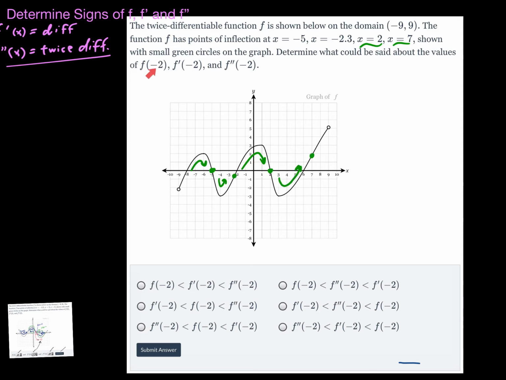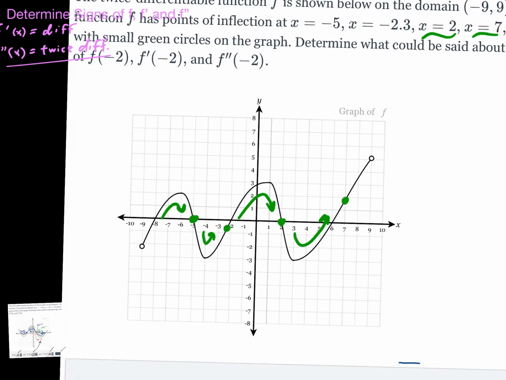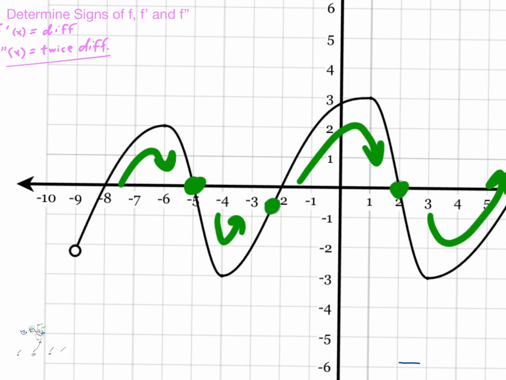Now we're going to focus on -2. We want to see what the f of -2 value is, the f prime of -2, and the f double prime of -2. Again, focus on positive, negative, and 0. Okay, that's what we can get out of this. We are at x equals -2. As a general reminder, this point right here is a point of inflection, and that is not x equals -2, that is x equals -2.3, right? X equals -2 is right there. It is 0, okay? So f of -2, the y value is 0.